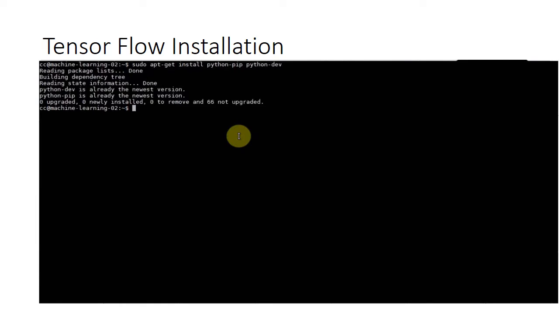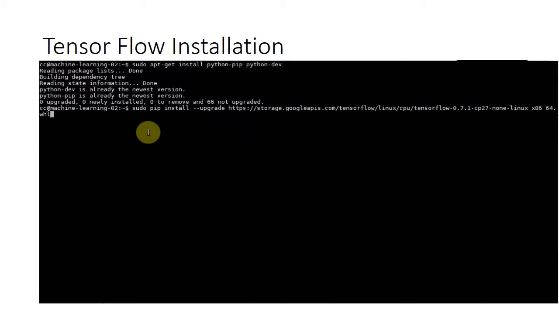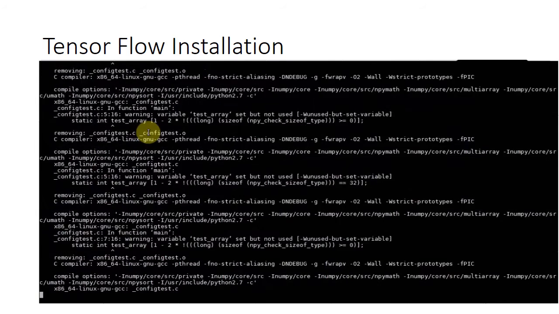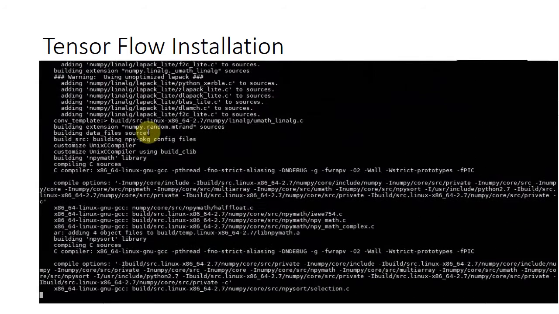So now let's install TensorFlow here. The first command, that is sudo apt-get install python pip and python dev, will install pip and dev. Okay, I already have dev and pip installed here. So now let's install TensorFlow. Okay, so this is the command to install TensorFlow. This will take a few seconds to be done with it.